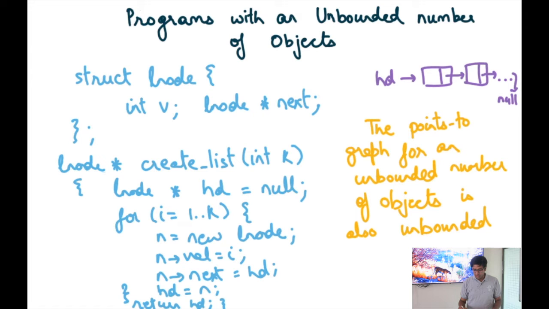Notice that the number of objects in this points-to graph is unbounded, because it is unknown at compile time. What we need for our compile time analysis is a predictable number of objects, or a bounded number of objects that we can reason about at compile time. This picture can be drawn at runtime, but at compile time we don't know how big this picture is or what the shape of this picture is going to be.